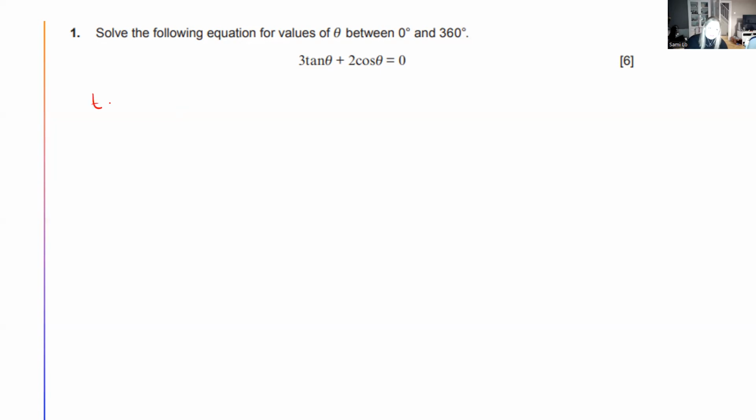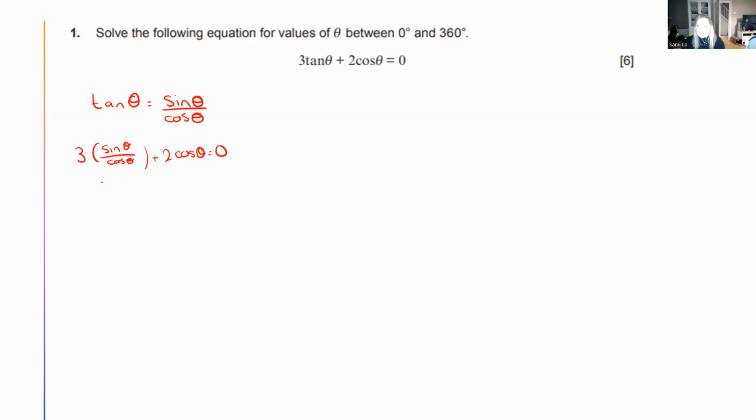The first thing is the trig identity that you need to have known, which is tan theta is equal to sine theta over cos theta. What we're going to do is substitute that into the formula. So now we're going to have 3 sine theta over cos theta plus 2 cos theta, and that equals 0.